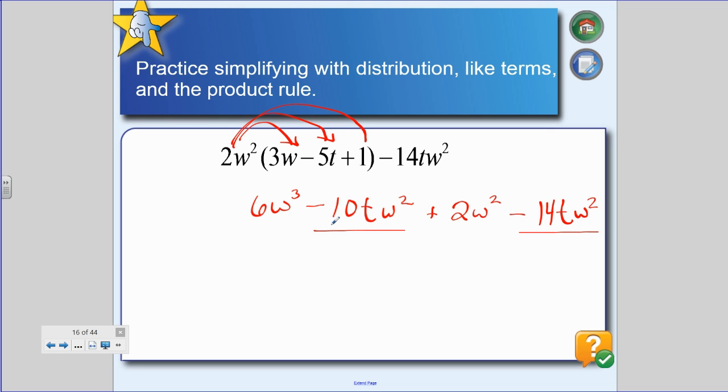And how do you know it's negative? Well, what is in front of the term? It's negative. You have to put your dividers up in between each one. That would be a good idea still at this time. So you got negative 10 tw squared and negative 14 tw squared. And you can add those together to make negative 24 of those tw squared terms.